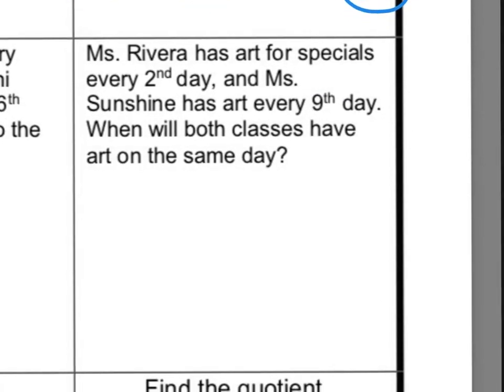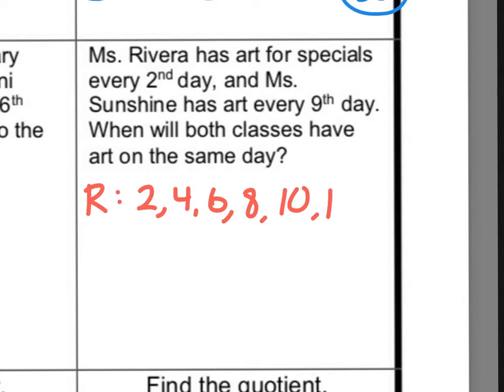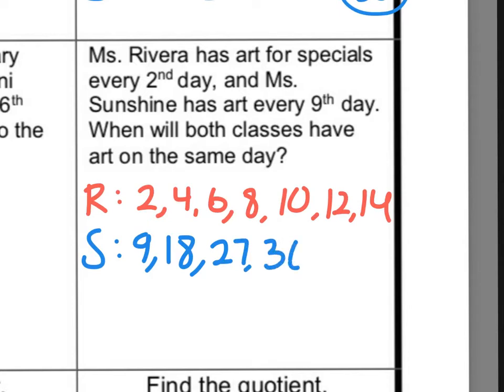For number 2, it says Miss Rivera has art for specials every second day, and Miss Sunshine has art every 9th day. When will both classes have art on the same day? So Miss Rivera has art every second day, so it goes 2, 4, 6, 8, 10, 12, and 14. And then for Miss Sunshine, she has art every 9th day, so it goes 9, 18, 27, 36, and so forth.